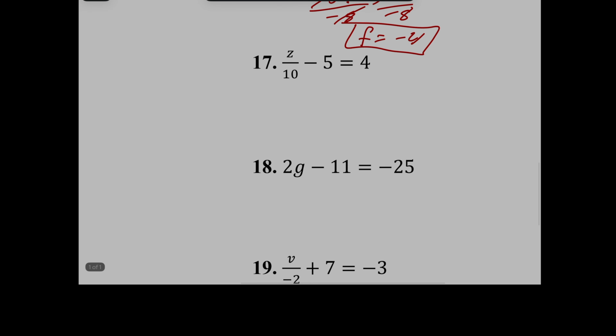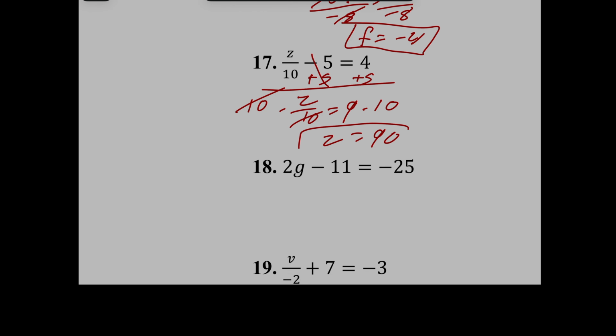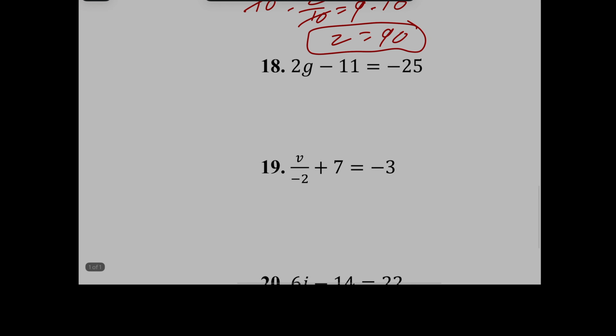Okay, we got a few more here to do. We're going to add 5 to both sides. Boom, boom. They die. I get Z over 10 equals 9. Now I got to get rid of that 10 by multiplying. And that gets rid of the bottom. Z equals 90. Okay, let's go over here to number 18.